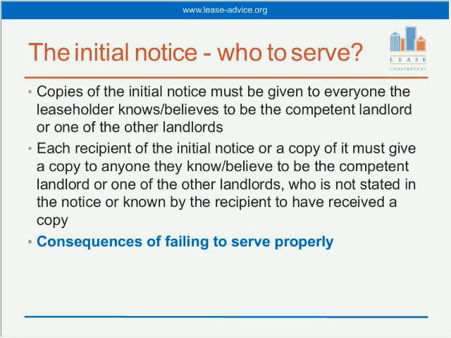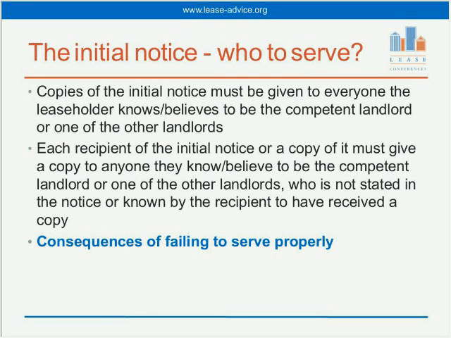Now, each recipient of the initial notice or a copy of it must give a copy to anyone they know or believe to be the competent landlord or one of the other landlords who is not stated in the initial notice or known by the recipient of the initial or copy notice to have received a copy. And why do I spell that out? Well, there are serious consequences for failing to give notice to all the landlords who are expected to get the notice.